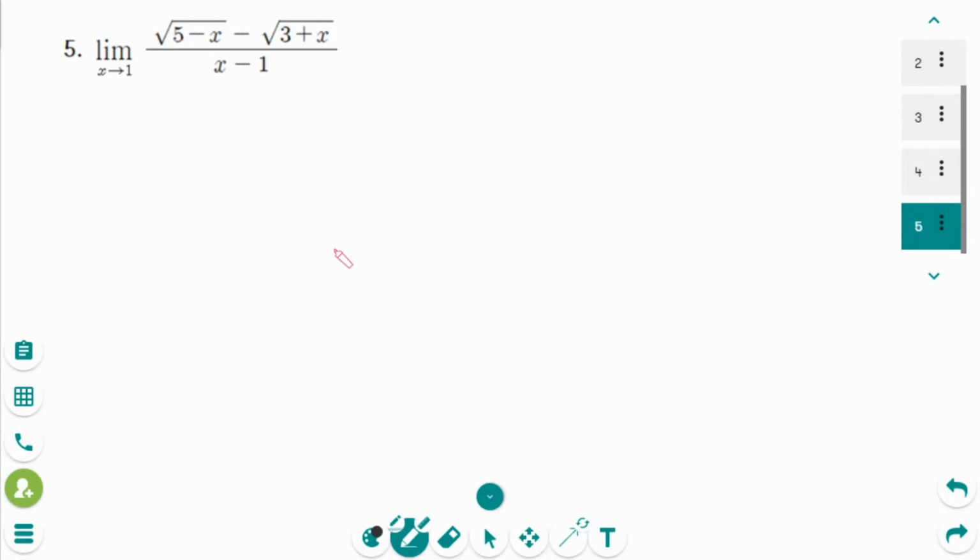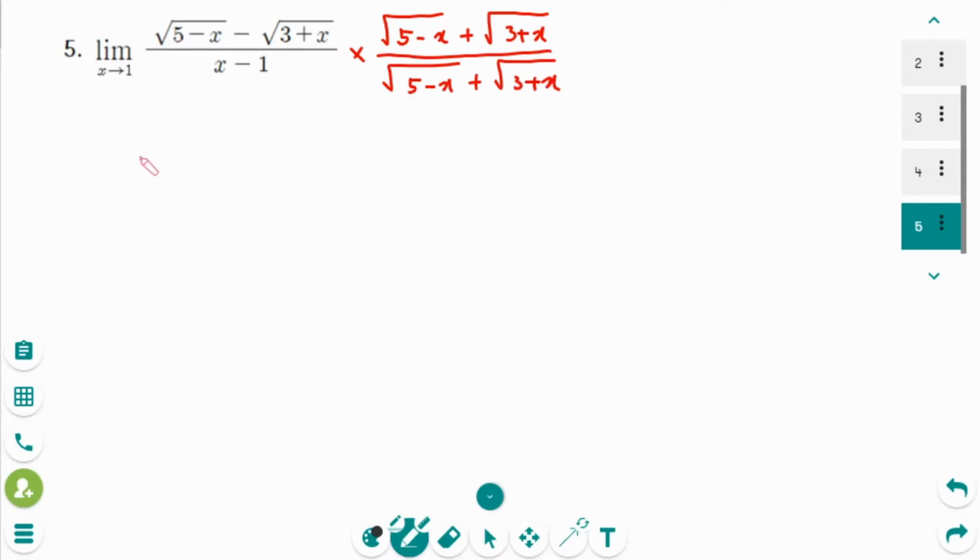This is question 5. When you put 1 into x, it makes the 0 over 0 form. Because of the numerator, we need to multiply its conjugate. So times square root of 5 minus x plus square root of 3 plus x over square root of 5 minus x plus square root of 3 plus x. Expand the numerator.